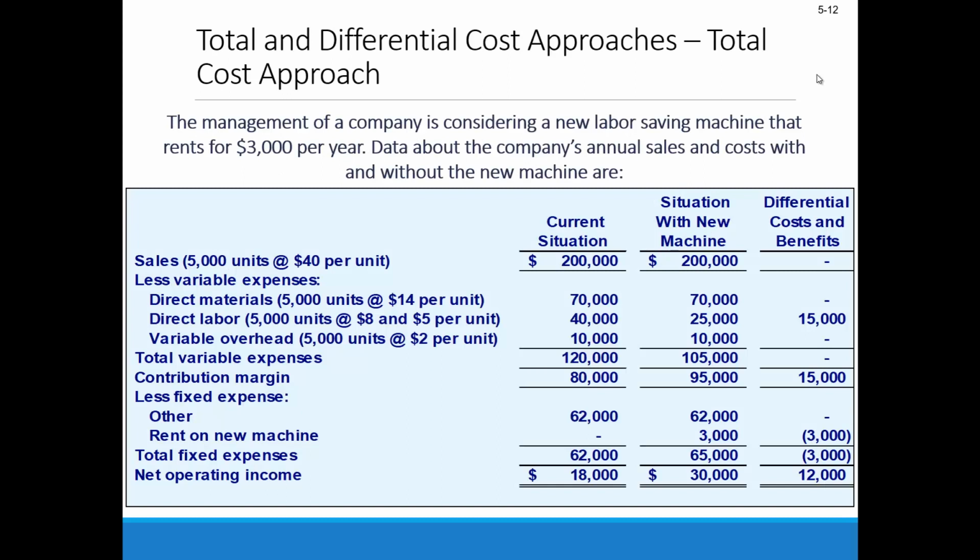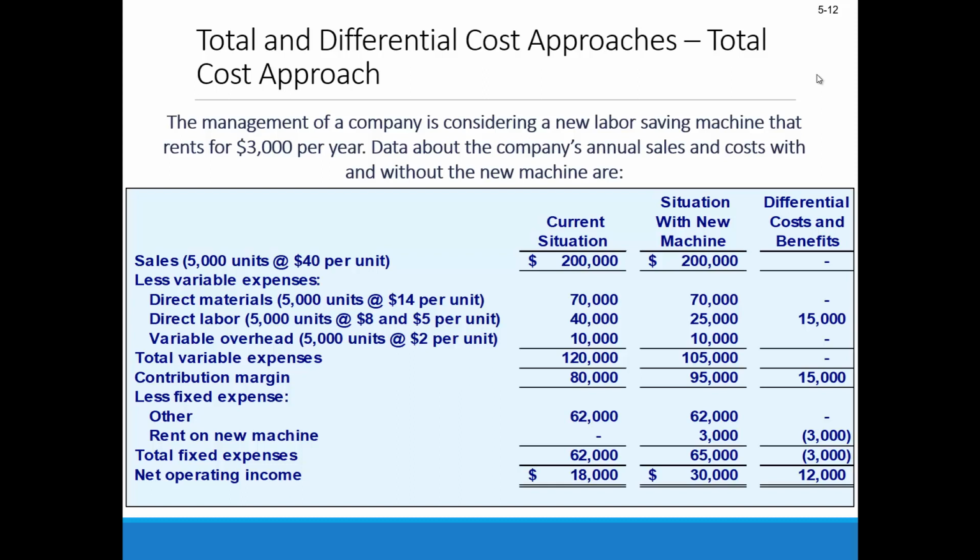Let's shift gears then and talk about some different approaches to decision making that we're going to make use of throughout Chapter 12. So your textbook talked about the total cost approach and the differential cost approach. So let's start with the total cost approach and think about how we'd set up a problem in that type of analysis and what we might learn from it.